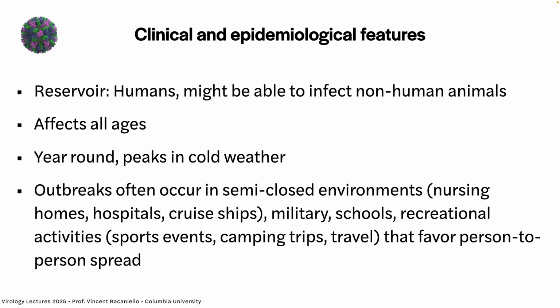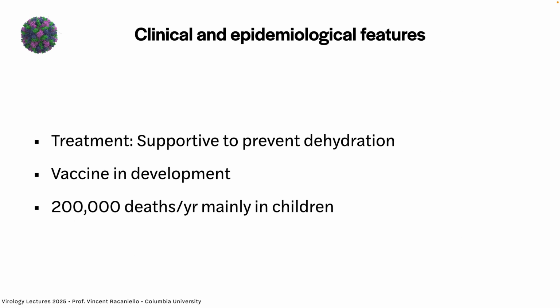And the outbreaks often occur in semi-closed environments: nursing homes, hospitals, cruise ships, military, schools, recreational activities, anything that favors person-to-person spread. Now, it wouldn't happen in this setting because I'm up here and you're not touching my hands, so I'm not going to transmit it to you. So the only thing you can do right now is to give people fluids because they're losing a lot of fluids, right? How many million gallons a day? So give fluids. But in countries that don't readily have fluids, that's a problem. And so young kids can die.